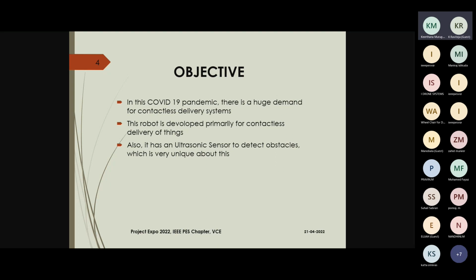Here is the objective. Actually, in the COVID situation, we all faced a very difficult time, and we couldn't have direct contact with unknown delivery persons and others. In that situation, we were in need of a contactless delivery system. That is what our project is primarily based on.